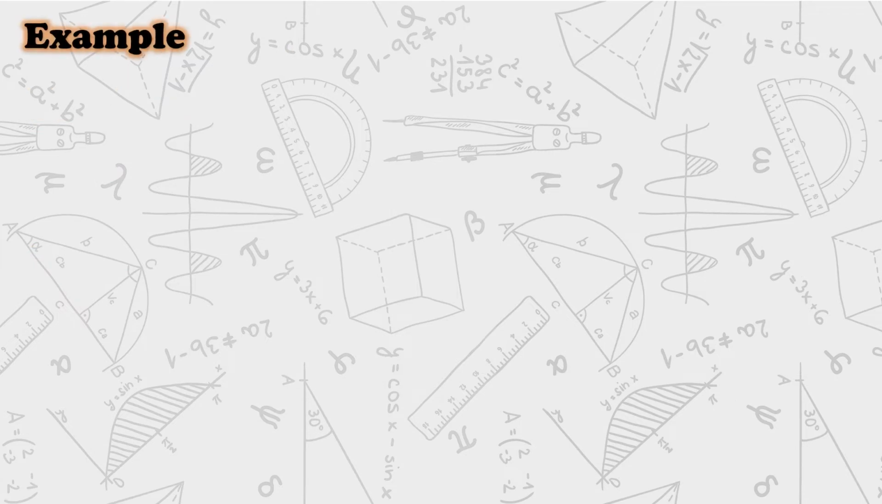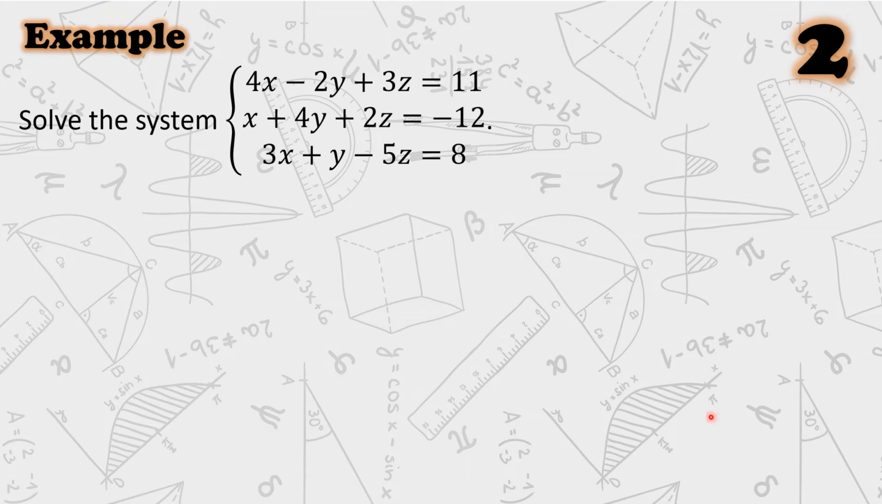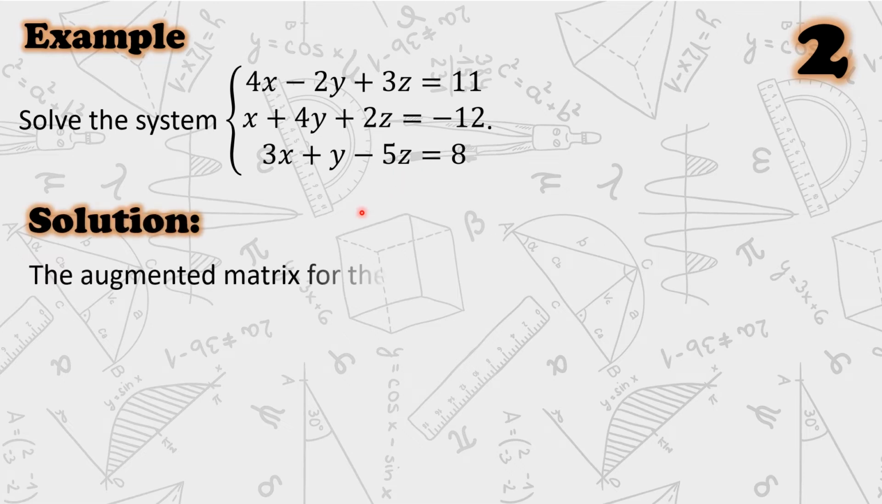Let us have example number 2. Solve the system 4x minus 2y plus 3z equals 11, x plus 4y plus 2z equals negative 12, and 3x plus y minus 5z equals 8. Here is our solution by Gauss elimination.